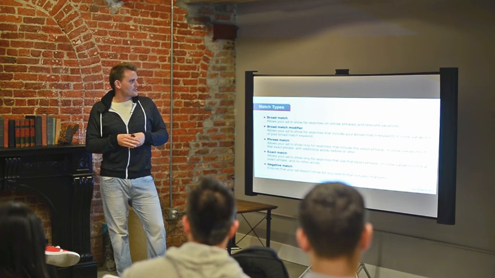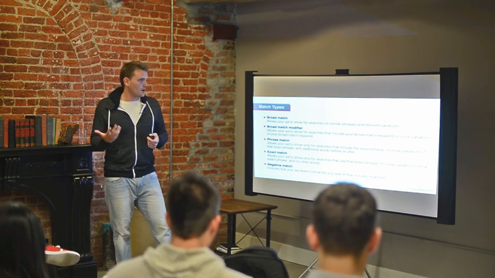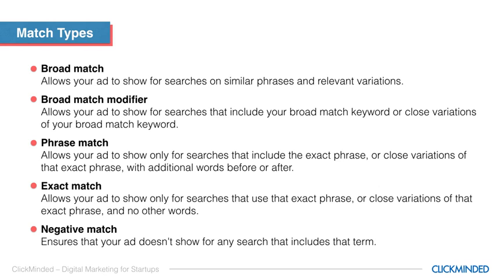So there's a lot of different match types. There's a lot of different ways that you can advertise on keywords, right? And we'll talk about 5 of them here. First is broad match. That allows your ads to show for search on similar phrases and relevant variations.